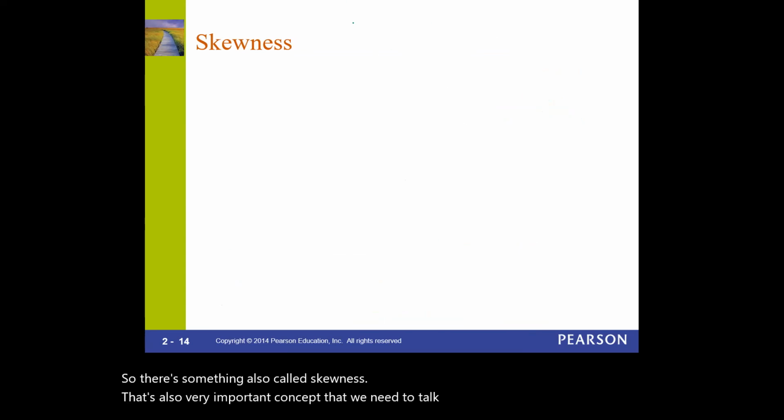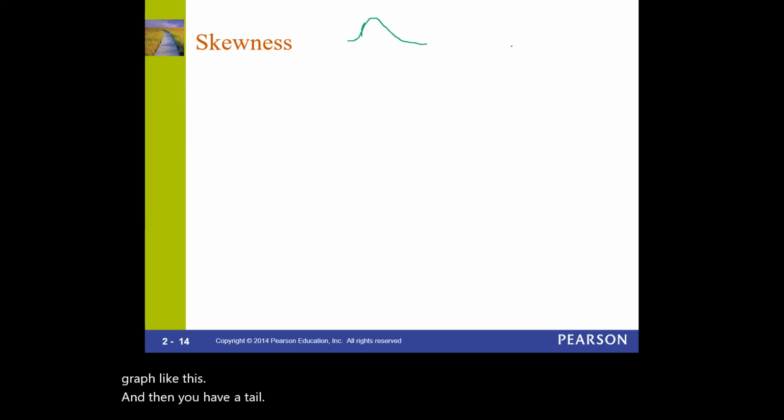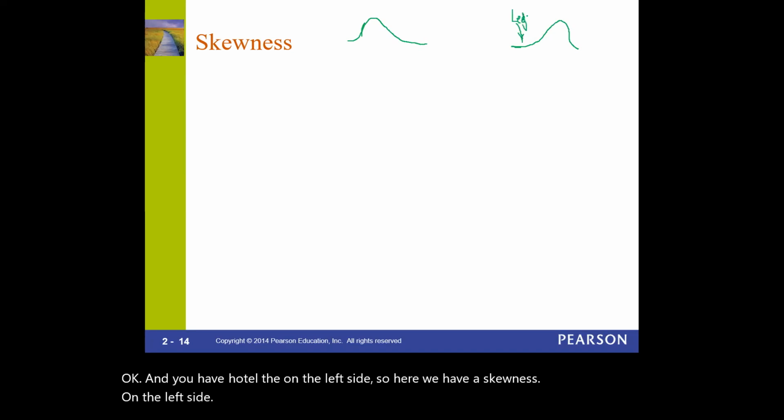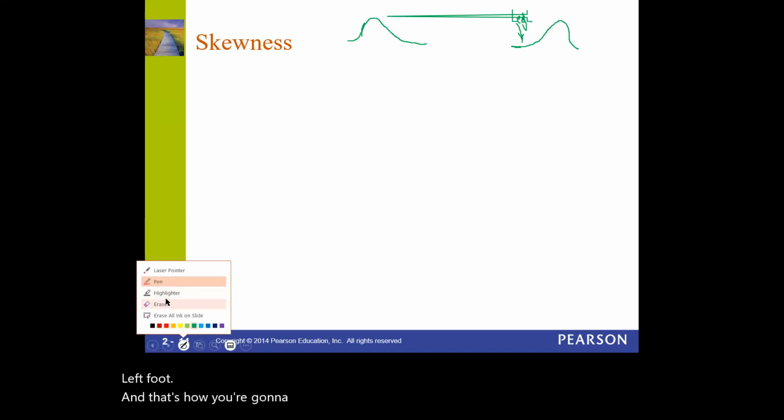So there's also something called skewness. That is an important concept that we need to talk about. For the skewness, you have something that can be skewed. If you have a graph like this, and then you have a tail, you can also have something like this, with a tail on the left side. So here we have a skewness on the left side. That's how you're gonna say this is left skewed.